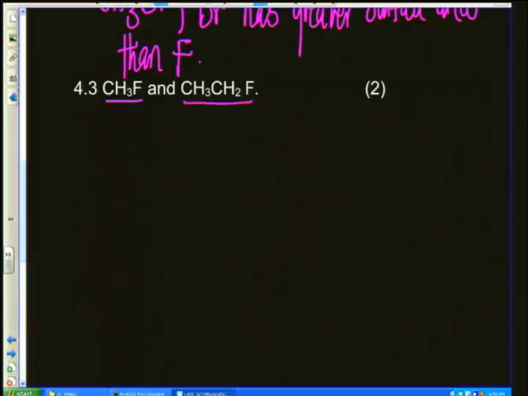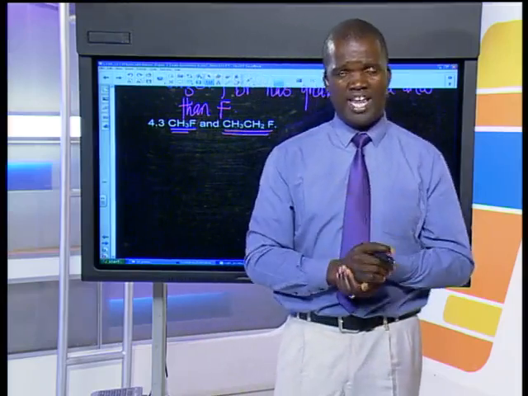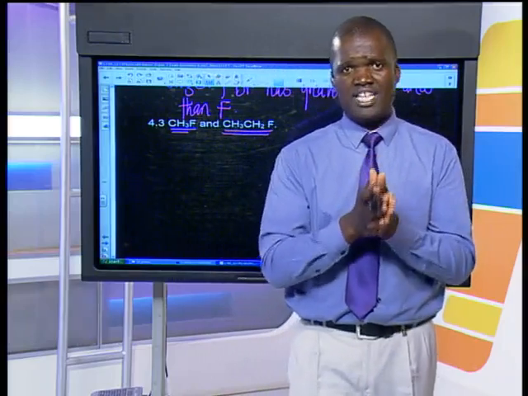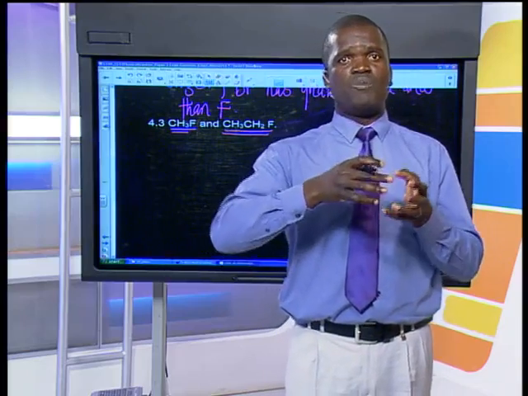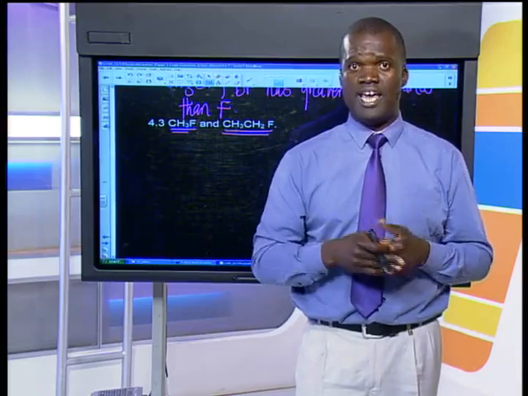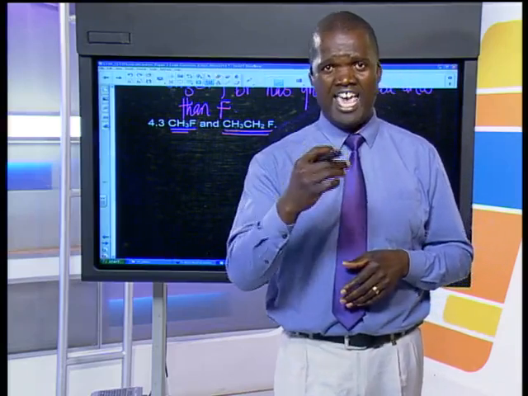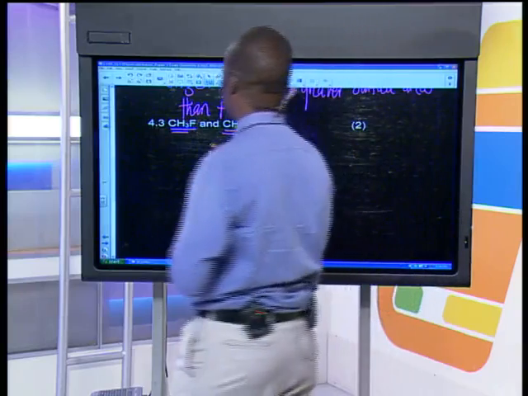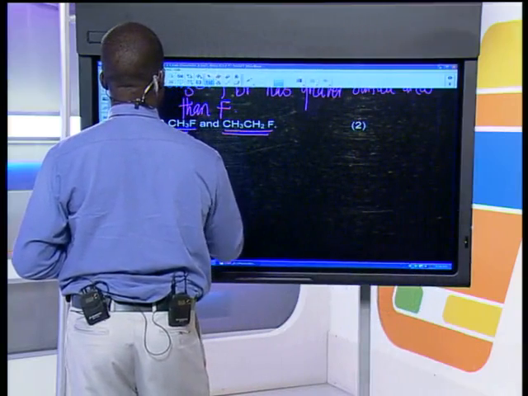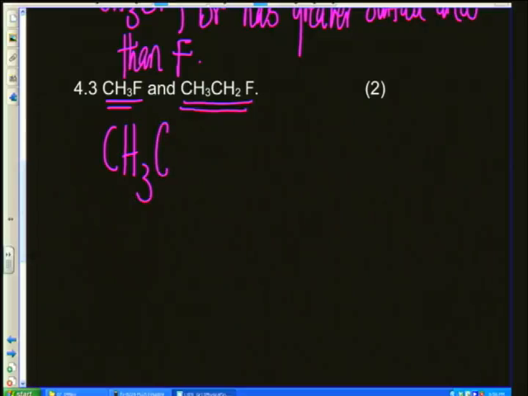Comparing the two here, the chain in this one is actually longer than the chain over there. The longer the chain, the stronger the intermolecular force is. The one which has the longer chain is fluoroethane, or 1-fluoroethane. Because it has stronger intermolecular force, it will have a higher boiling point. So CH3CH2F will have a higher boiling point.